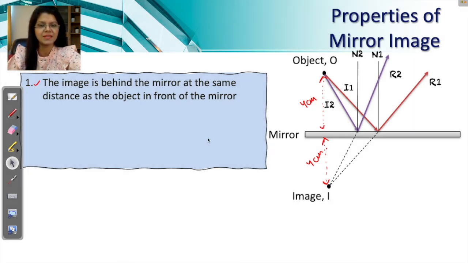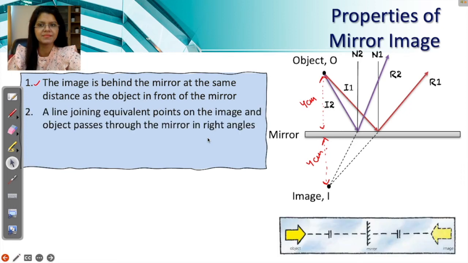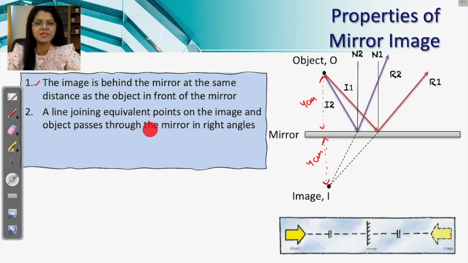Let us come to property number two. A line joining equivalent points on the image and the object passes through the mirror at a right angle. So if you draw a line which joins the image and the object, this line will be at 90 degrees with the mirror.